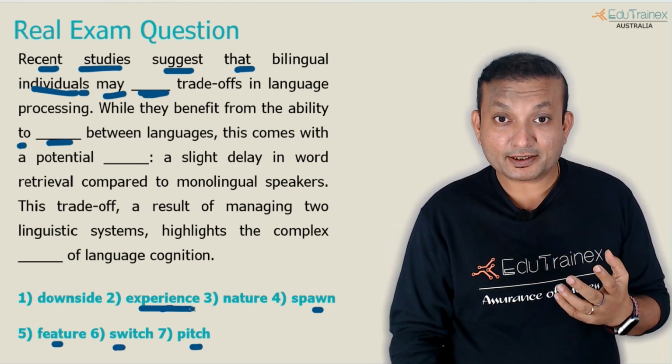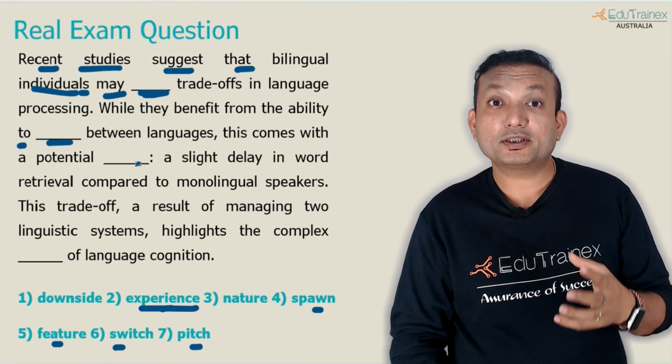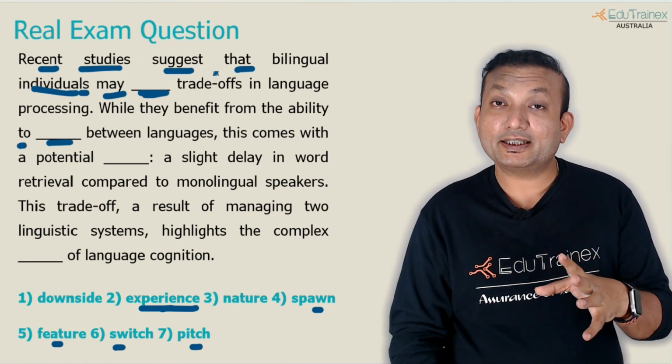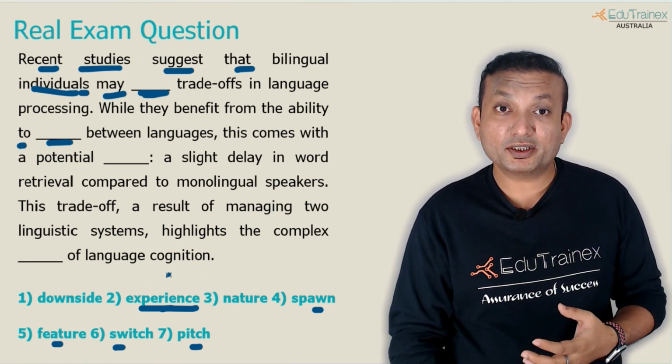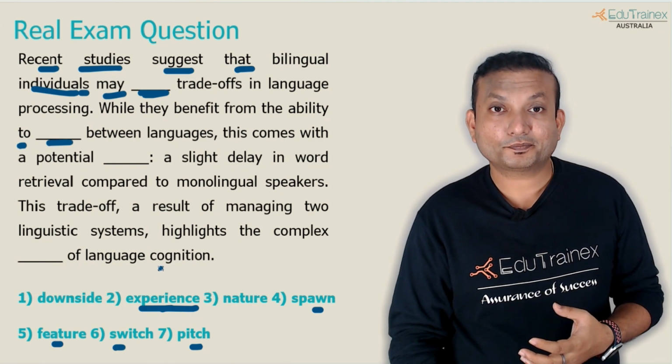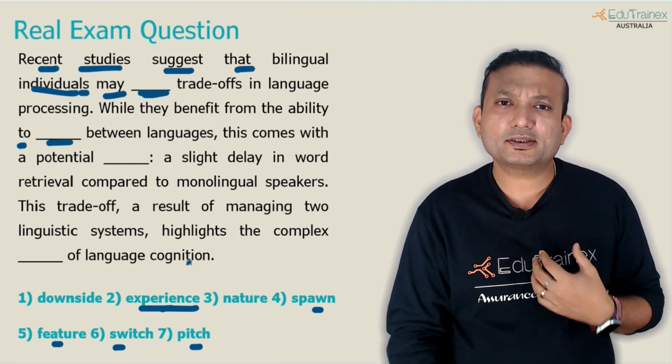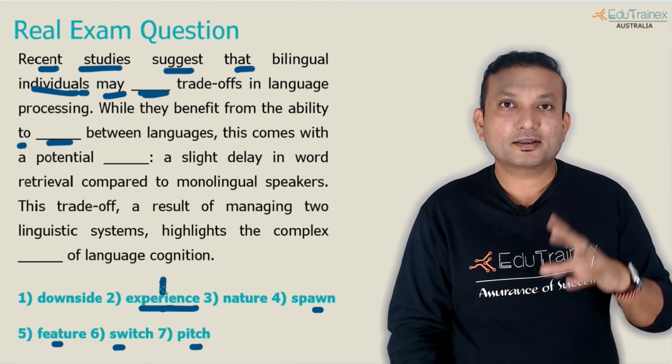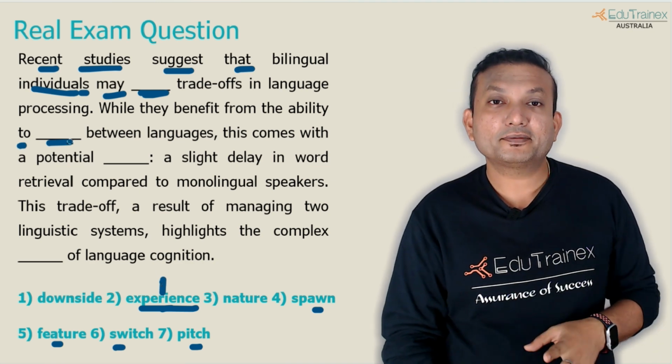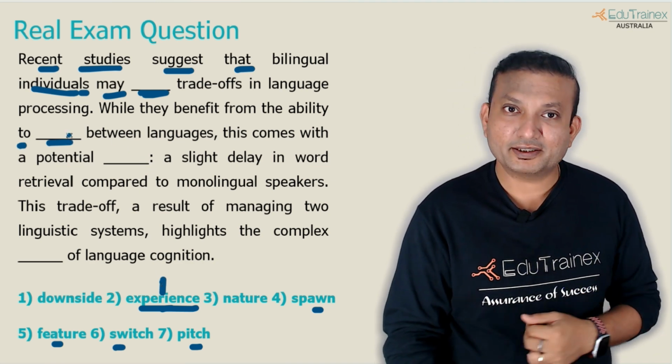If you apply common sense, then it will tell you that individuals, because it is talking about the studies suggesting bilingual individuals may experience. Okay, we are talking about a person's experience. So that's why grammar helped me. And then the second way, we solve the question using common sense.